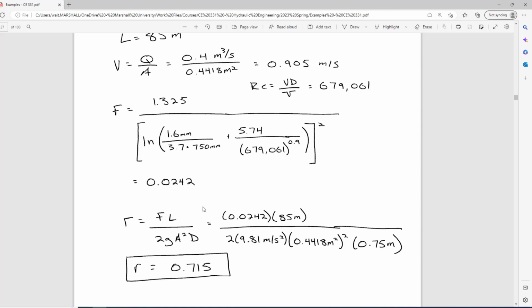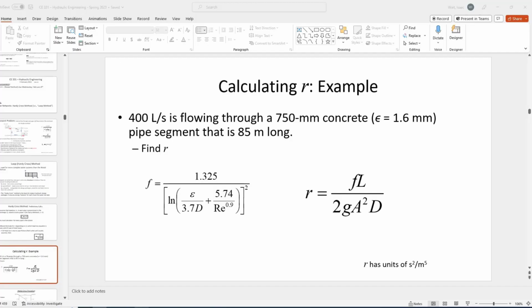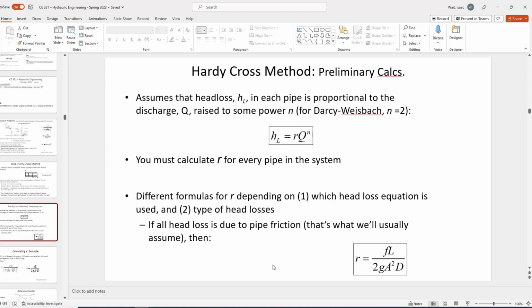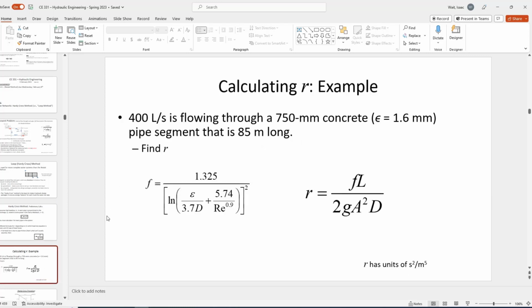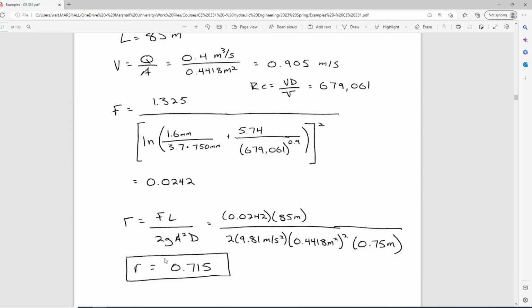But remember that the Darcy-Weisbach equation itself is not dimensionally homogeneous. So that's why here, once we've calculated R, I don't bother to keep track of the units, because when we put it into the Darcy-Weisbach equation, when we apply it by multiplying Q squared times R, we're going to get units of length on the left-hand side. We don't have units of length on the right-hand side because this formula is not dimensionally homogeneous. So it's just applying the Swamee-Jain equation and then putting it in with the rest of the constants.